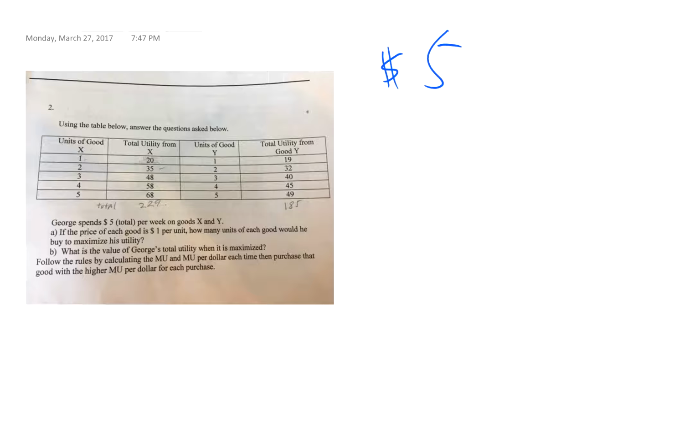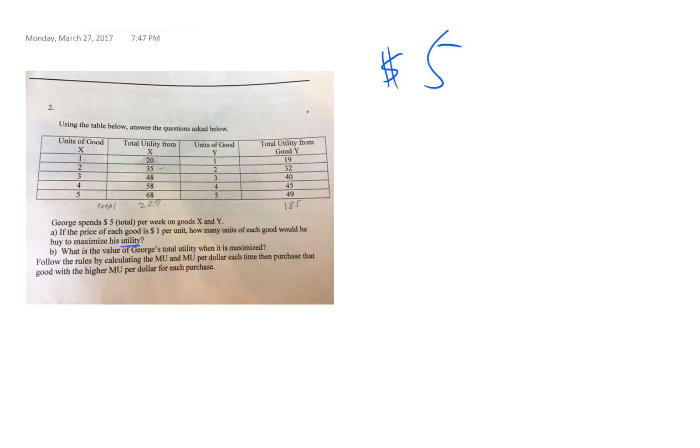If the price for each good is $1, how many units of each good could he buy to maximize the utility? Now, this key term called utility, think of this as the measurement of happiness. The more utility you have, the more happy you are.